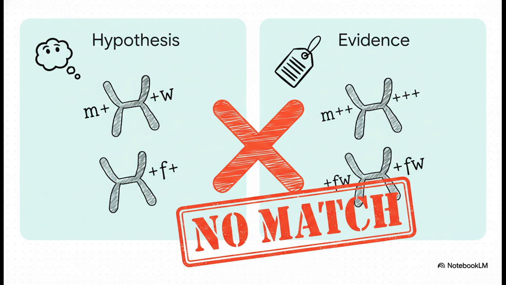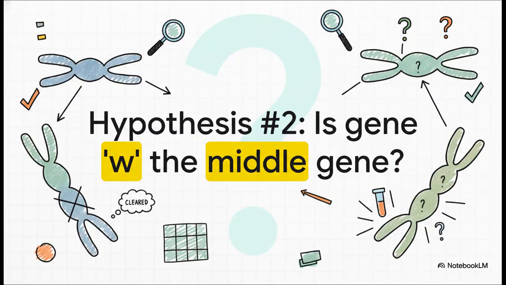Our rarest offspring, our smoking gun, are M plus plus and plus FW. This is a clear contradiction. The evidence does not support the hypothesis at all. Gene F is not in the middle. Case closed on that one. Suspect number 1 is cleared. All right, 1 suspect down, 2 to go.